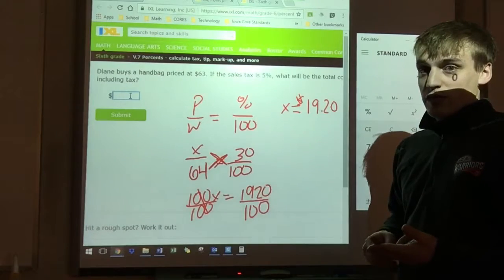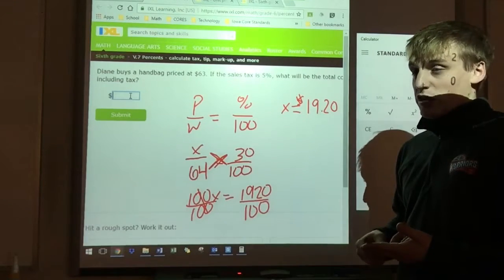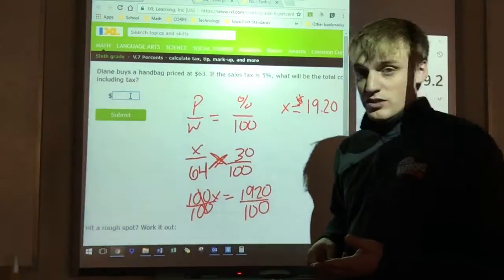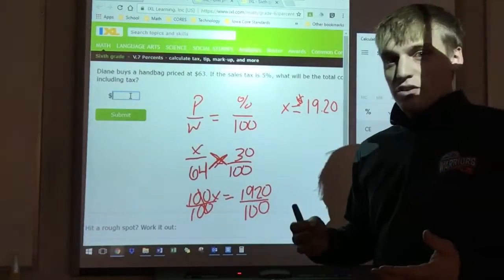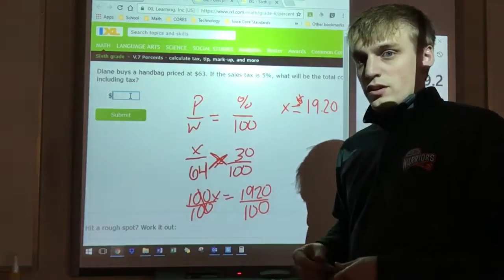The tip makes the price go up. Discount makes the price go down. If you mark something up, makes the price go up. Okay, so those are the things that you're going to have to know. Okay?